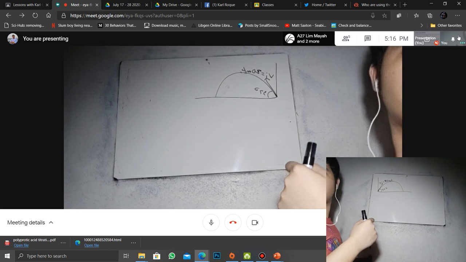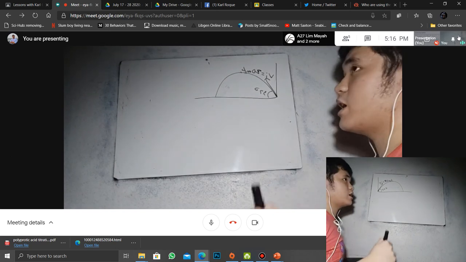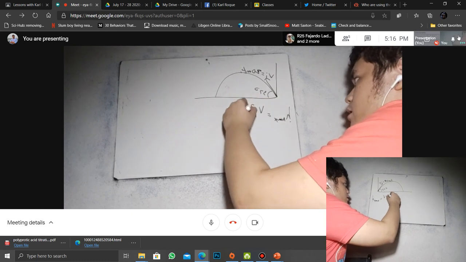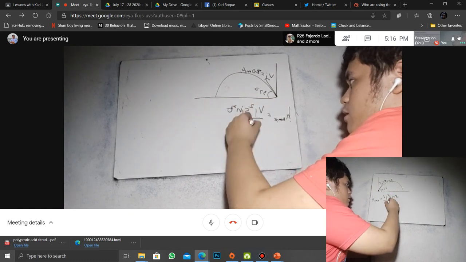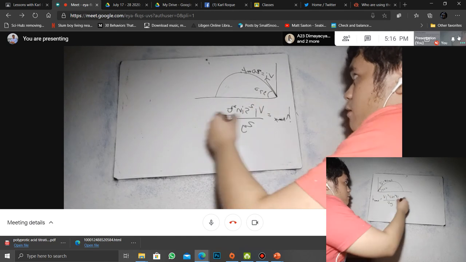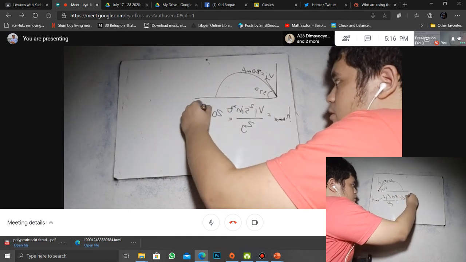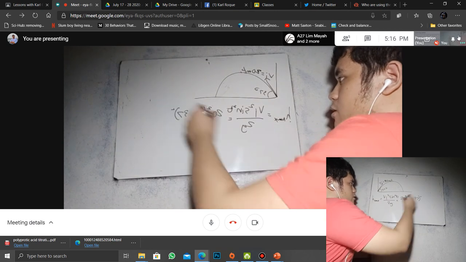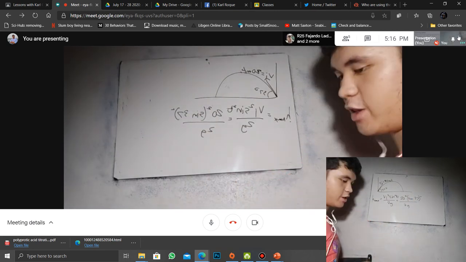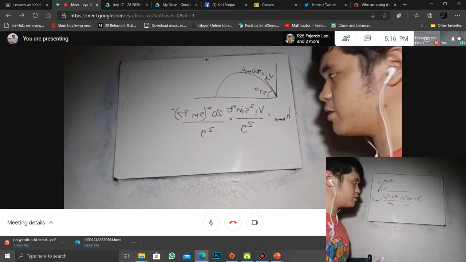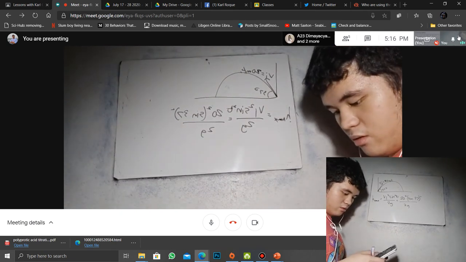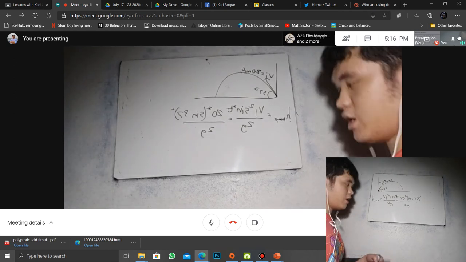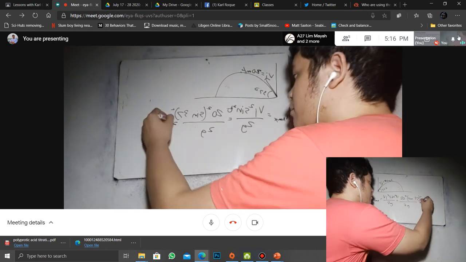Okay? Yan, di ba? So, ang tanong sa atin nung una, max height. Vi squared sine squared theta over 2g. Vi squared 20 sine squared theta 37 over 2g, 2 times 9.8. Calculating, you would get 7.39 meters. Pareho lang, di ba?